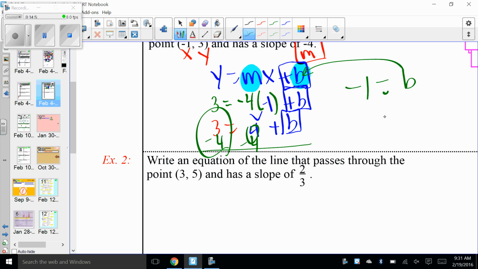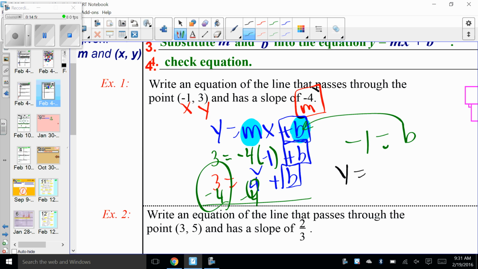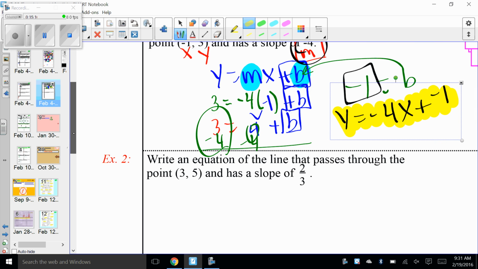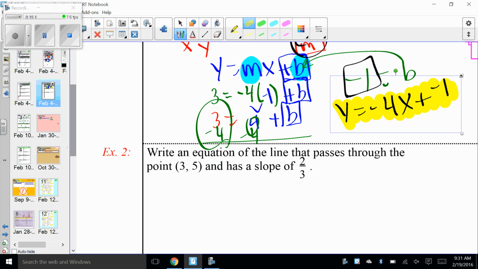We needed this b value. So we have y equals my slope, which we got from the beginning, was -4. They told us that. X, but what I really needed was this b value, -1. So my final equation then is y equals mx plus b. So that's how we solve for b when we have a point xy and we have slope.